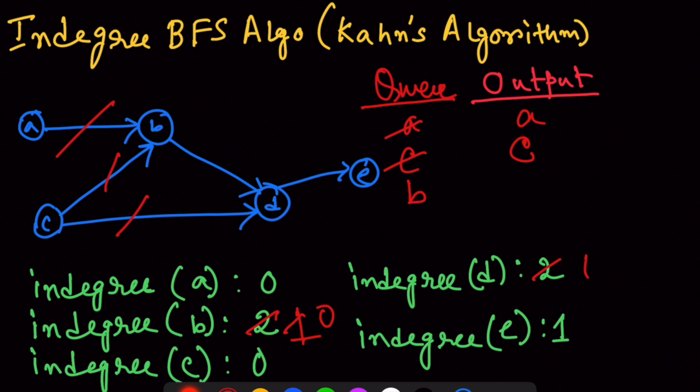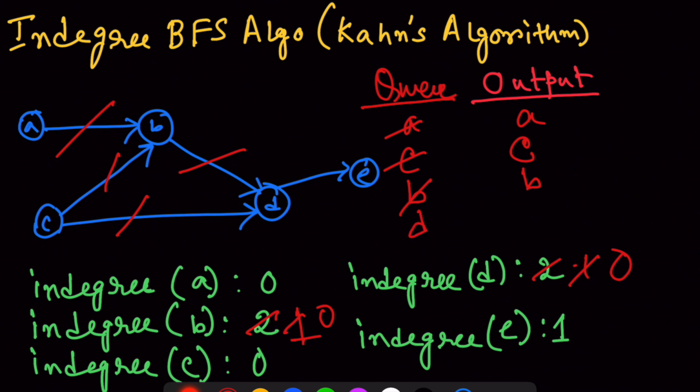Now we'll process B. Now we can add B in our output. Why? Because B comes after A and C and both are processed. So now we can process B. So the integrity of B has become 0 only after all the characters A and C have been processed. When we are processing B, we'll get rid of this edge B to D and will decrease the integrity of D. So the integrity of D will become 0. Next, as the integrity of D has become 0, we can add it in our output.